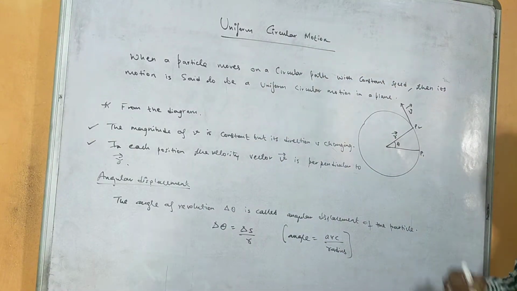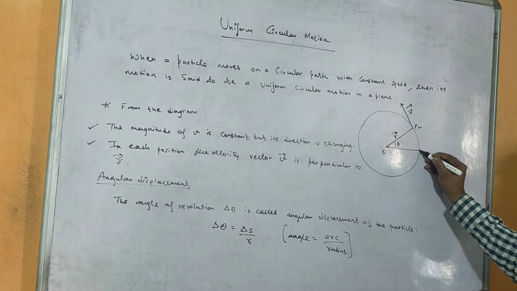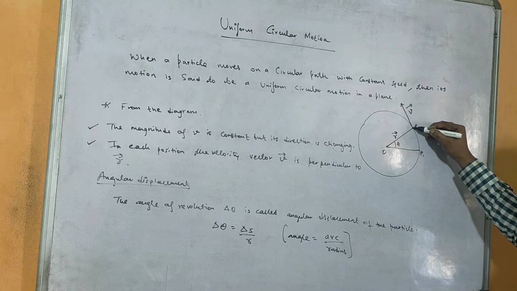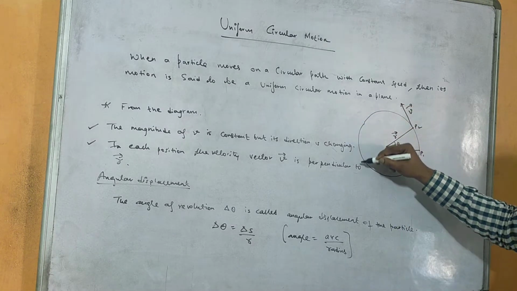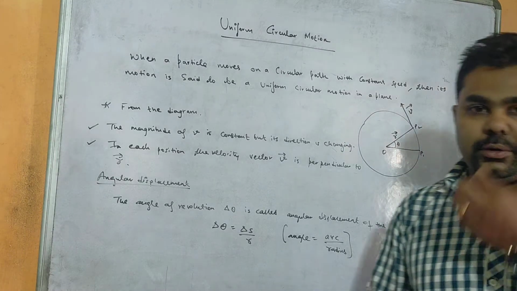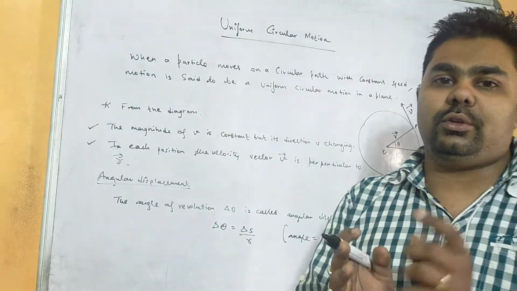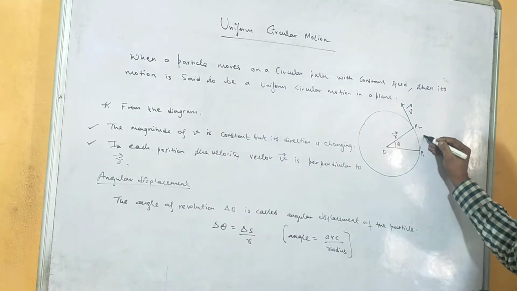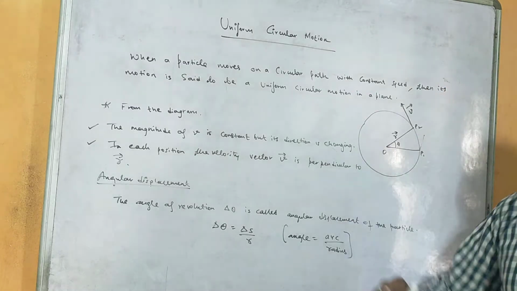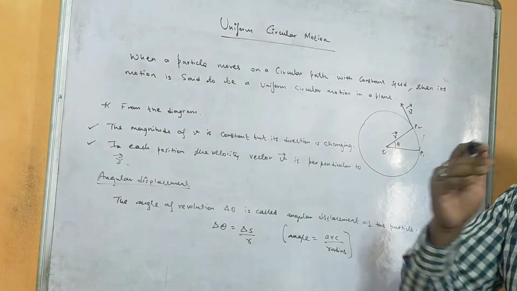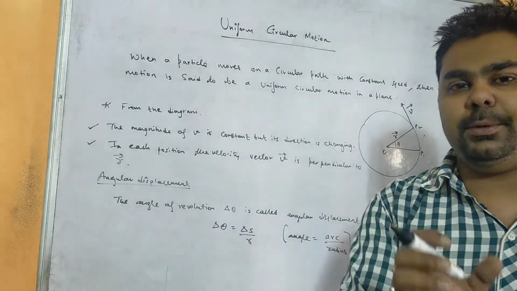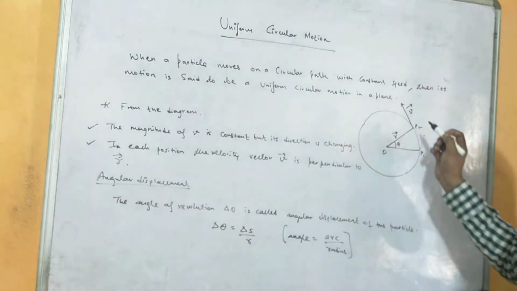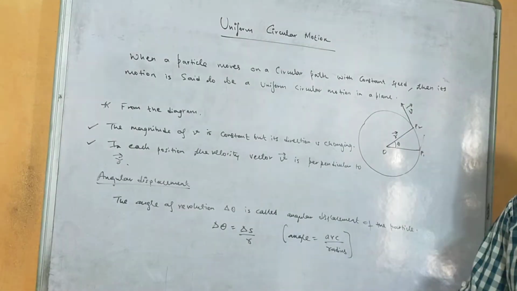An object is starting from P1, after a time t2 it has reached P2. Like this, each and every time the magnitude of the velocity, that is speed, remains the same, but at each position, at P1 the velocity is tangential, at P2 it is tangential, right? So the velocity direction is getting changed. When I say velocity, that means speed plus direction. Speed is constant but direction is getting changed, right? So this type of motion is called uniform circular motion.